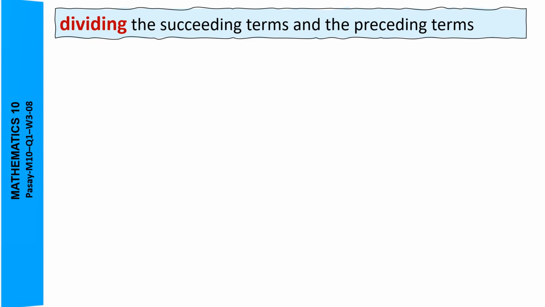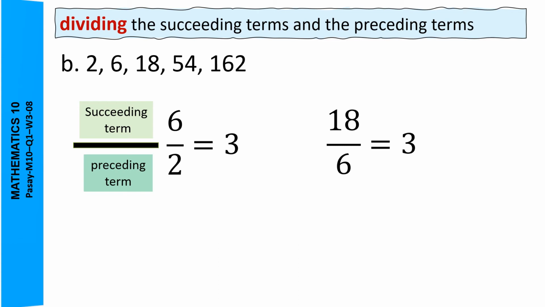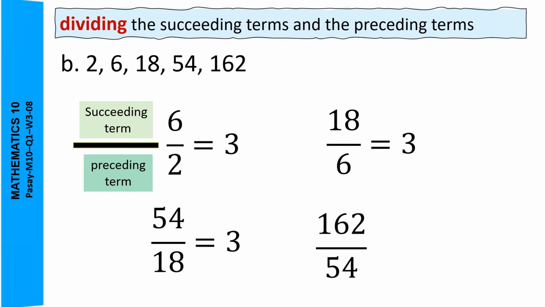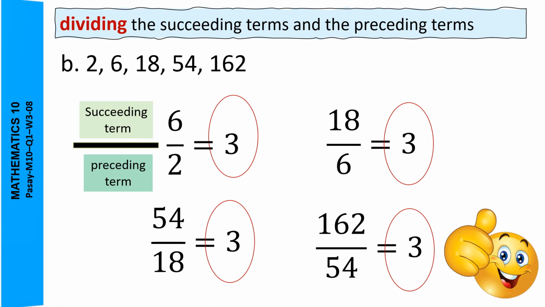Let us try getting the quotient or ratio of the sequence in letter B. Again, succeeding term divided by preceding term. Let us start with 6 and 2. 6 divided by 2 equals 3. 18 divided by 6 equals 3. 54 divided by 18 equals 3. And 162 divided by 54 equals 3. What can you say about the quotient or ratio? Are they equal? Yes.